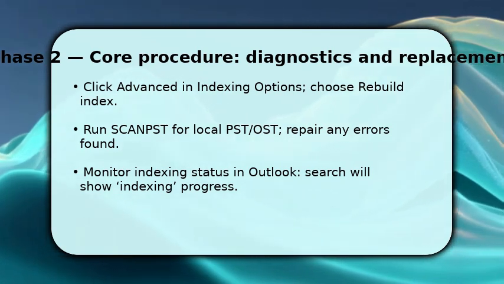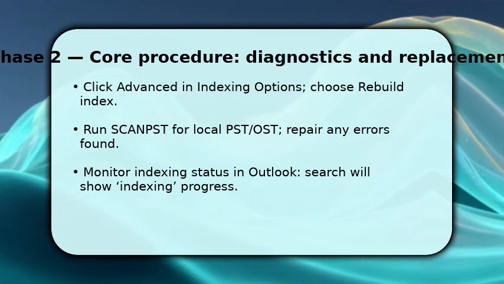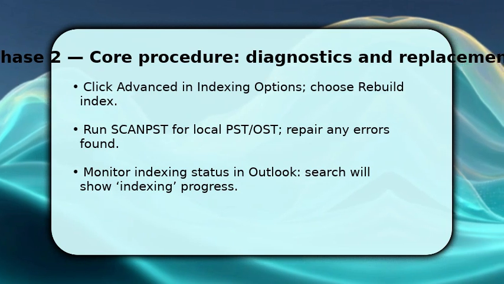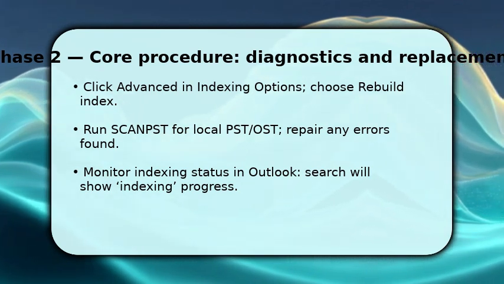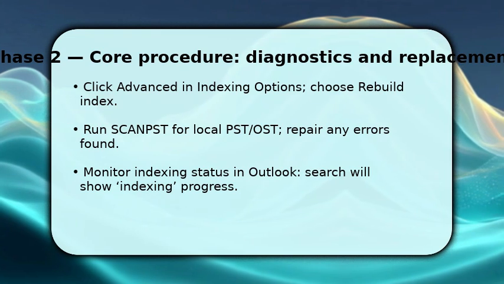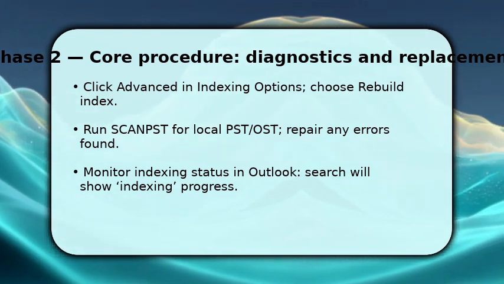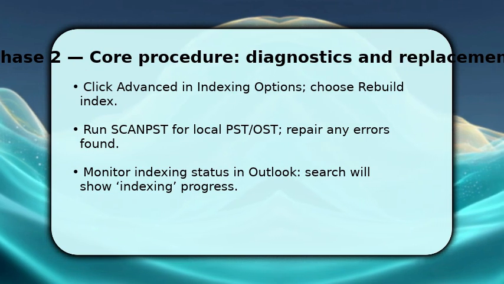While rebuilding, run the Inbox Repair tool, Scanpst, on any local PST or OST files to fix corruption that breaks results. If Scanpst finds errors, repair and then restart the rebuild. Make sure antivirus real-time scanning isn't locking files, because file locks stop proper indexing and lead to failures.